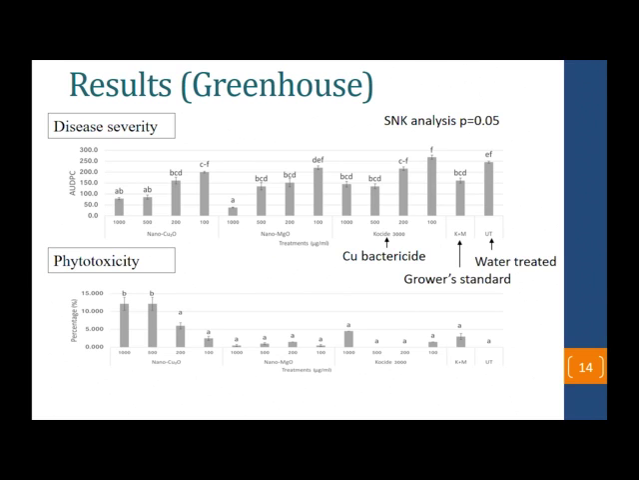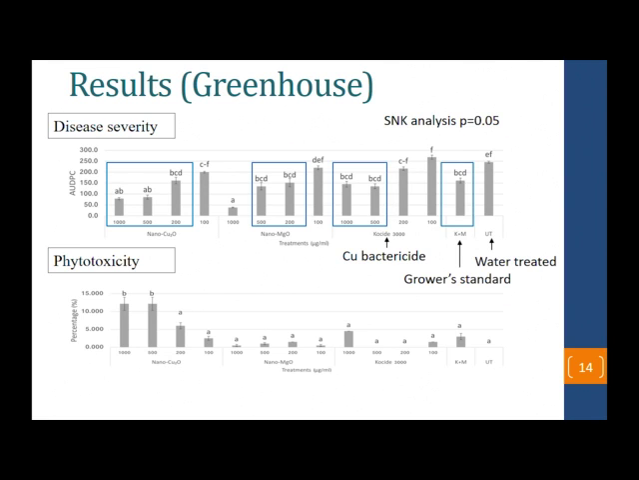So we can see in this next slide that the upper graph is the disease severity, and the x-axis is 4 different concentrations of the copper oxide nanoparticles, magnesium oxide nanoparticles, and the copper bactericide COSI 3000, and copper manganese grower standard, and the untreated control. And the y-axis is the area under the disease progress curve. You can see here that as low as 200 ppm of the copper oxide nanoparticle and magnesium oxide nanoparticle significantly reduce disease severity compared to the untreated control.